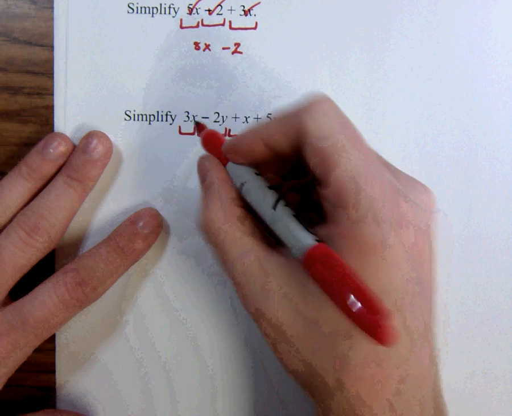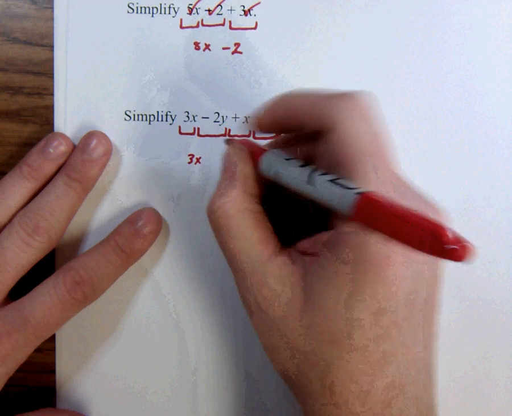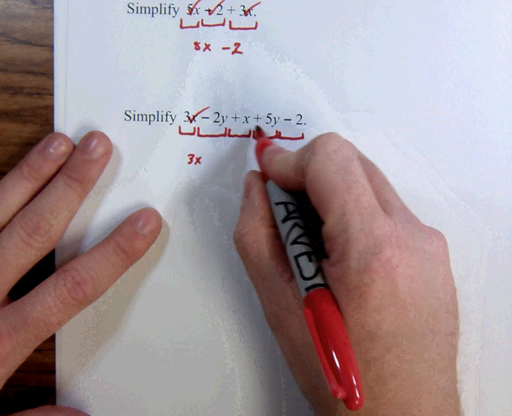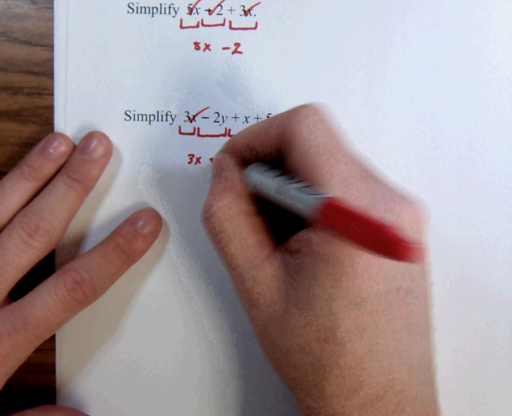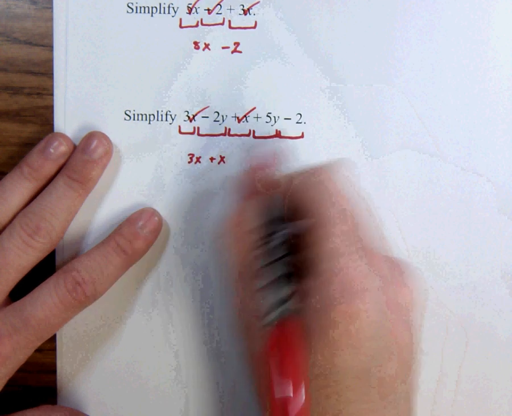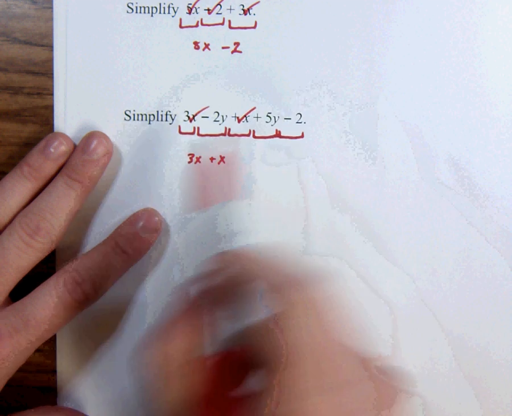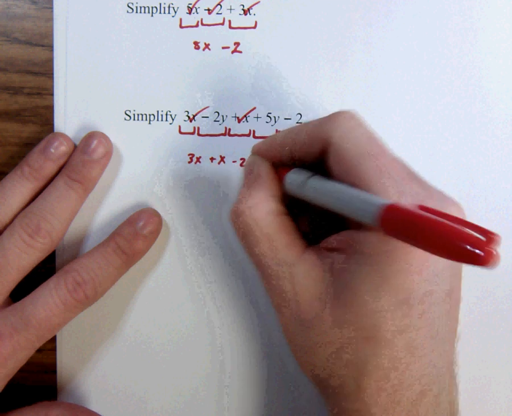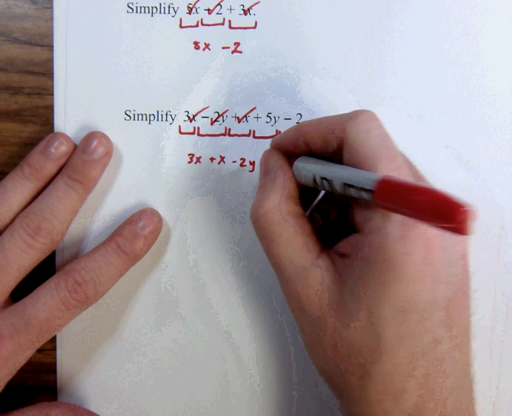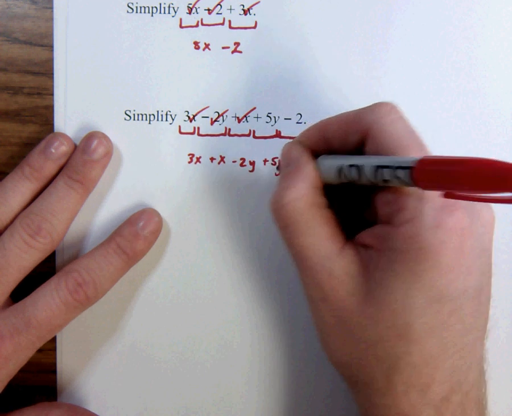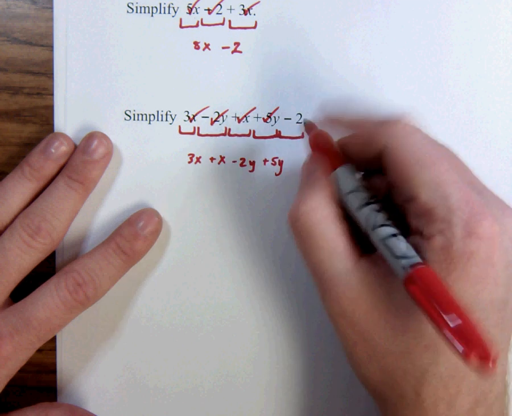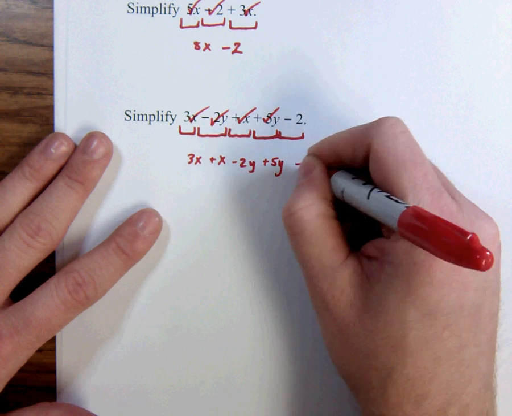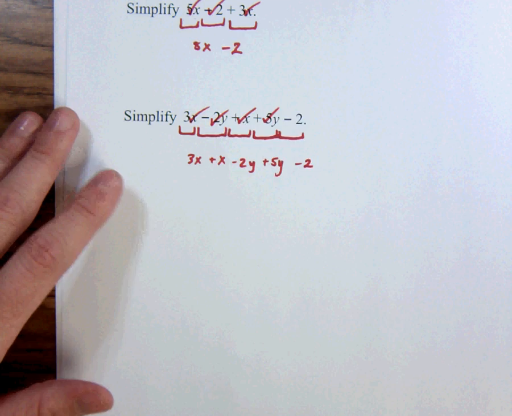So I'm going to look for all the x's. I have a 3x. I have a 1x, so plus x. And that's all my x's. So as I'm rewriting this, I'm going to look at all my y's. I have a negative 2y. I have a positive 5y. And the last thing I have is a constant, a negative 2.